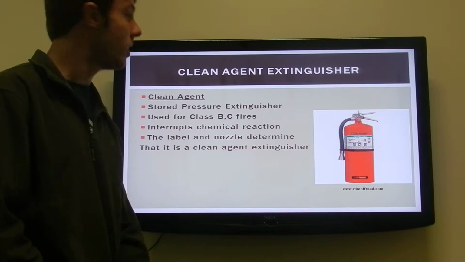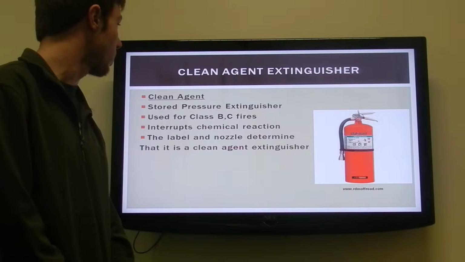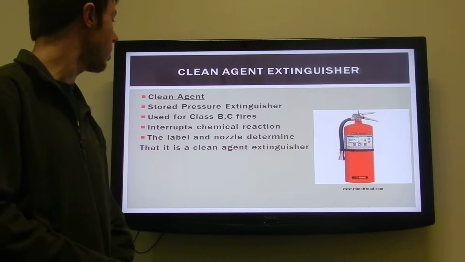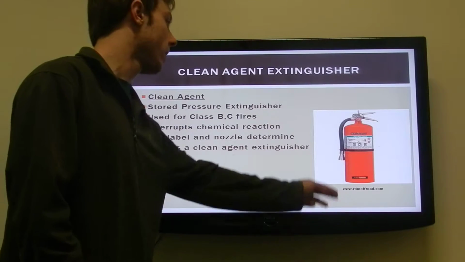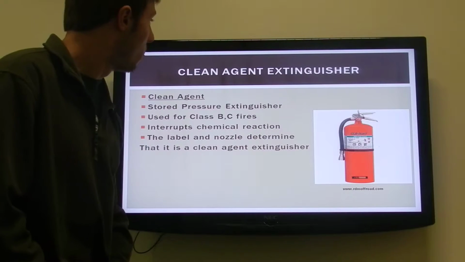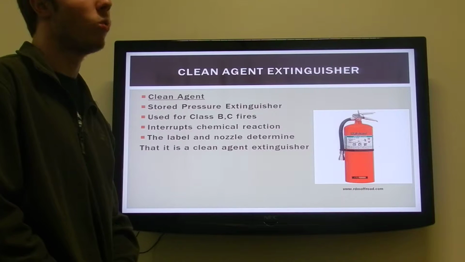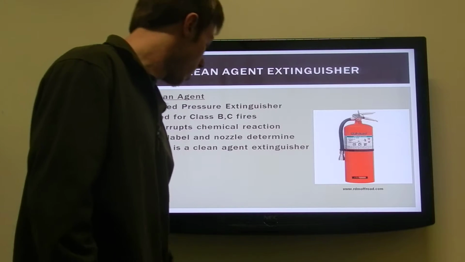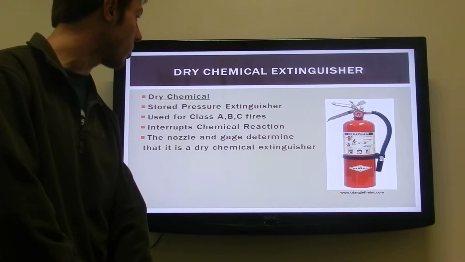Okay, clean agent is another stored pressure extinguisher used for Class B and C fires. It interrupts the chemical reaction, and you can determine it by the different type of nozzle and the green label. One of the main agents is halon. That's a clean agent.